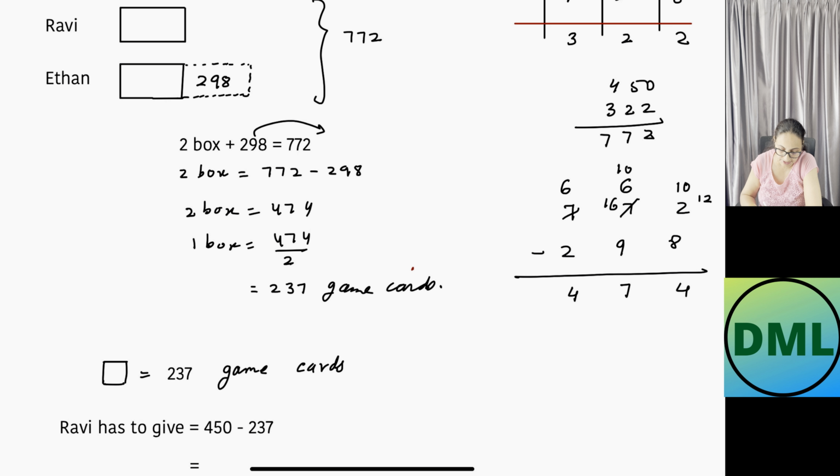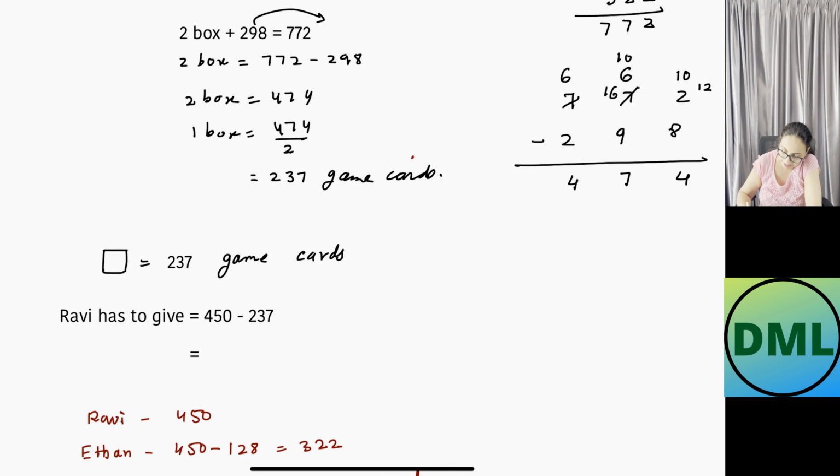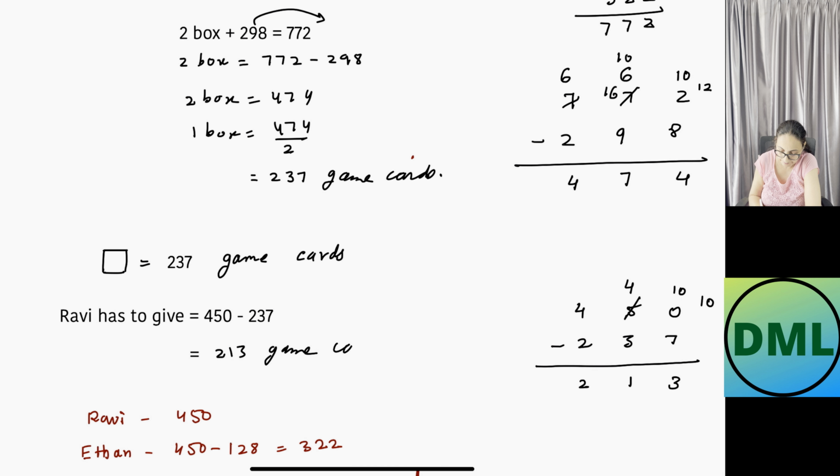So one box is equal to 237 game cards. We need to subtract it. Let's subtract it with the same method. 450 minus 237. 0 minus 7, can you subtract it? No. Let's take the carry over from here. It will be 4 here and that will be 10 you are carrying. 10 plus 0 is 10. 10 minus 7 is 3. 4 minus 3 is 1. 4 minus 2 is 2. 213 game cards. That means Ravi gave 213 game cards to Ethan.